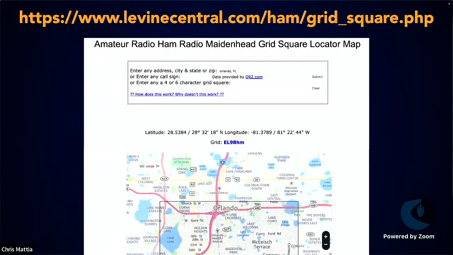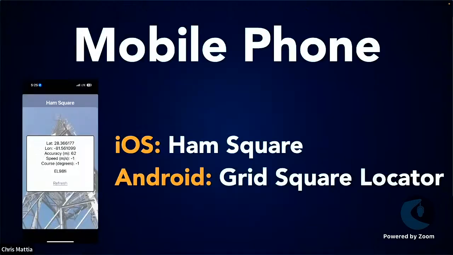It's a really easy way to be able to do this. Just look up that information. Another way, the way that I typically do this myself, is I just use an app on my mobile phone. Now, I have an iPhone, and I use an application called HamSquare. You just open up HamSquare. It uses the GPS inside of your mobile phone, and it'll calculate what your grid square is. It'll tell you right there on the screen.